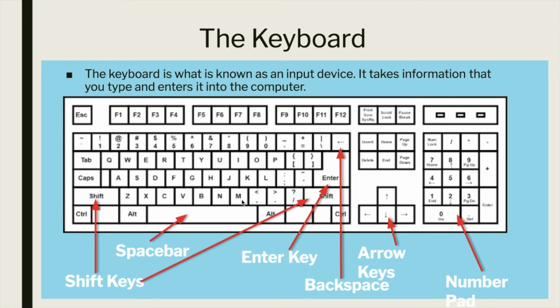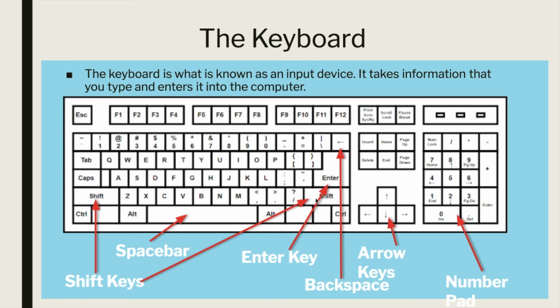Okay? Now moving on to space bar. If I want to put a space between my first and last name, I will type my name Marley, and then I'll hit this space bar, and then I will type my last name. So that's what that's used for. Next is our enter key. This is found right here.